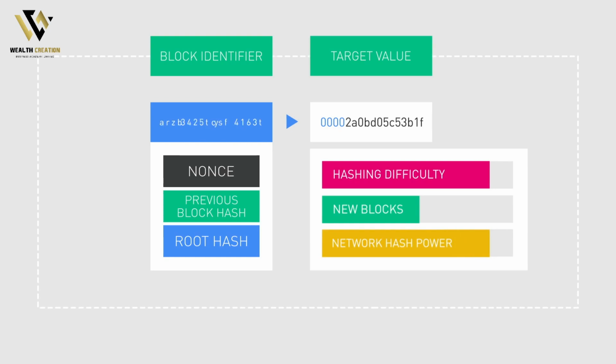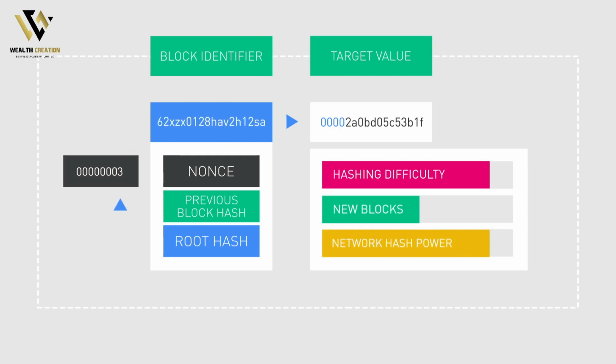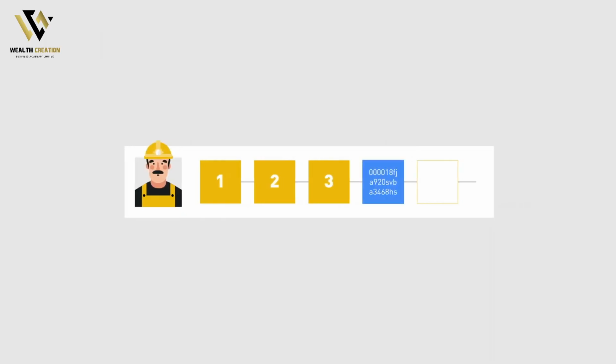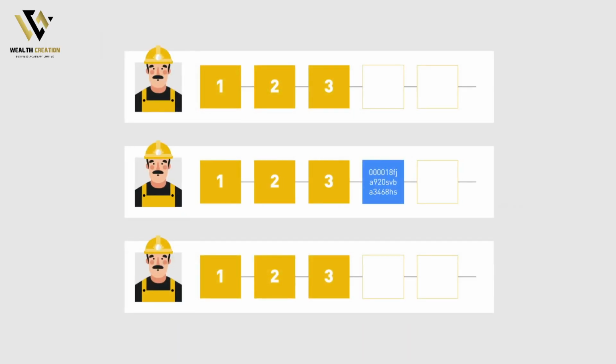The miners keep hashing the header over and over again by iterating through the nonce until one miner in the network eventually produces a valid hash. When a valid hash is found, the finder node will broadcast the block to the network. All the other nodes will check if the hash is valid and add the block into their copy of the blockchain and move on to mining the next block.